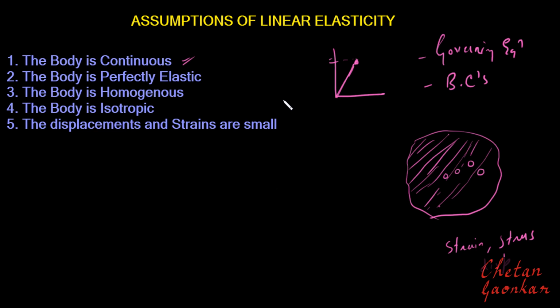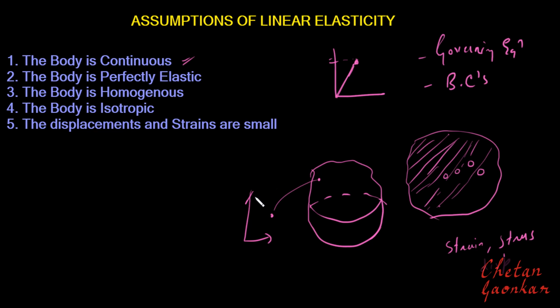The third assumption which we will consider is that the body is homogeneous. What do we mean by a body being homogeneous? The properties are the same throughout the body. Therefore, if we consider any general three-dimensional body and do the study at one small point, then whatever results we obtain at this point will be valid over the entire body, because we have assumed that the body is homogeneous. The fourth assumption is that the body is isotropic. This means that the properties are the same in all directions, so properties will be independent of direction for a given frame of reference. So this is our fourth assumption, that the body is isotropic.